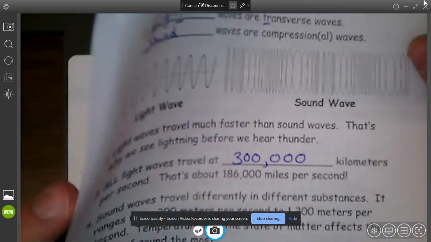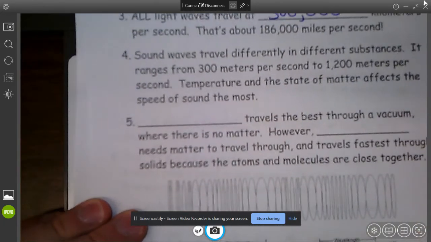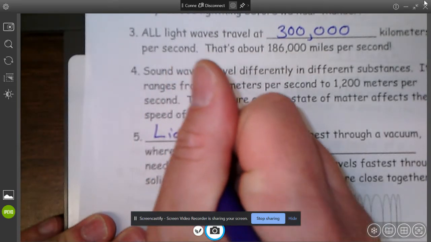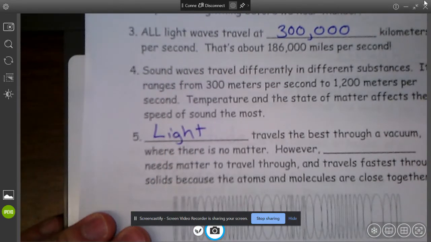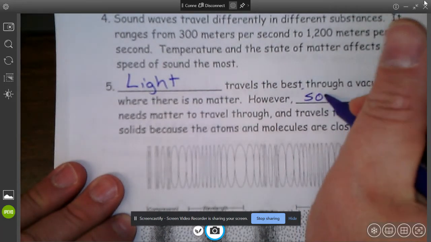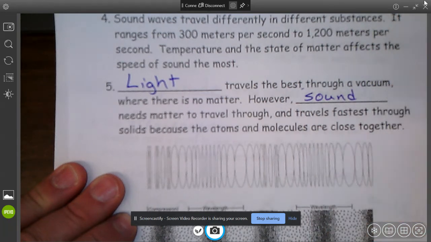Okay? Number 5, it says blank travels the best through a vacuum where there is no matter. That's light. Think about outer space. There's no matter in outer space unless you hit a planet or a star or something. So light travels really well through a vacuum. However, sound needs matter to travel through and travels fastest through solids because the atoms and molecules are close together.